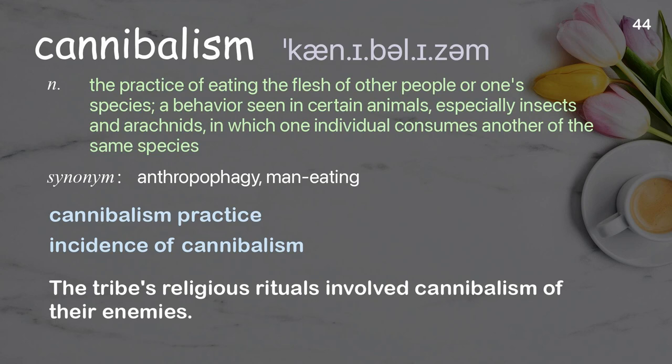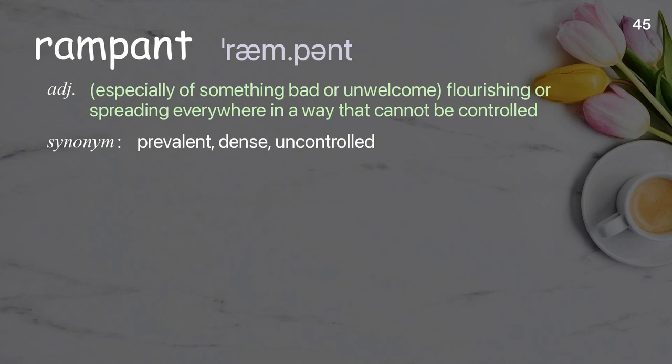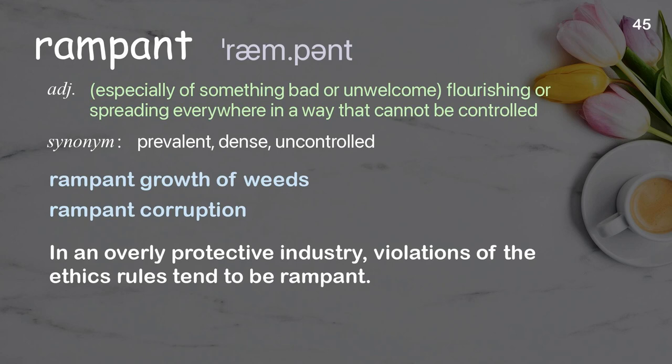Rampant. Especially of something bad or unwelcome, flourishing or spreading everywhere in a way that cannot be controlled. Examples: rampant growth of weeds, rampant corruption. In an overly protective industry, violations of the ethics rules tend to be rampant.